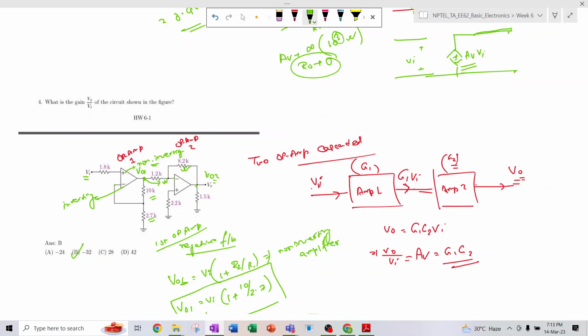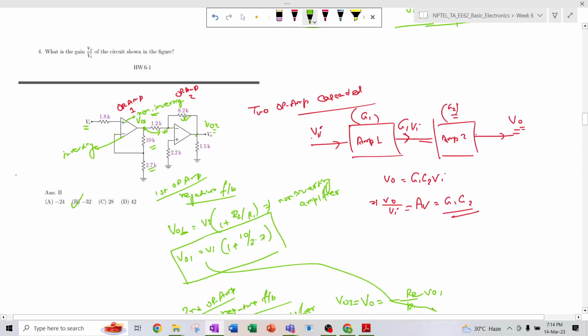So you all understood how we have done this. There are basically two op amps which are cascaded. That means the gain will be multiplied. If the first op amp has gain G1 and the second op amp has gain G2, then G1 into G2 is the overall gain.